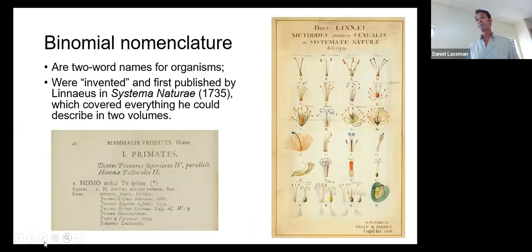So Linnaeus did something extraordinary. He was pompous, but he was a pretty clever guy. He more or less invented binomial nomenclature. Binomial nomenclature is a system of giving 2-word names to organisms. And he first published this in his book, Systema Naturae, in 1735. And in that book, he covered, in 2 volumes, everything that was known to him at the time, which did not include African elephants, interestingly.